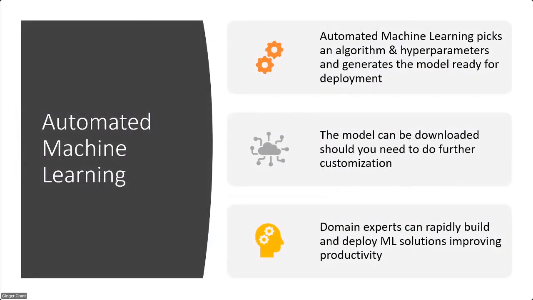So automated machine learning helps you pick the algorithms and hyperparameters and generates a model. And then you can download the model if you want to customize it further. And this will help you build and deploy ML solutions without having the most skilled data scientists on staff to be able to do it.